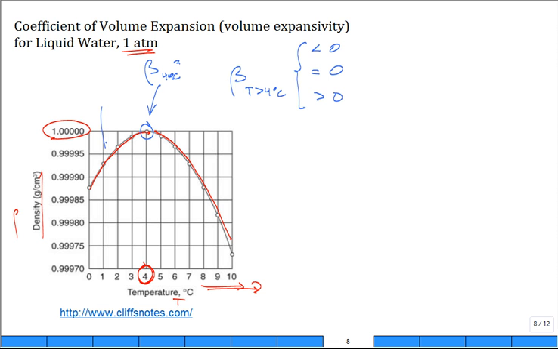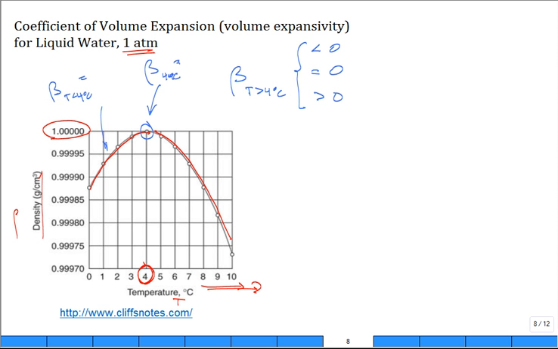Is it less than 0, equal to 0, greater than 0? And then what is beta for liquid water between 0 and 4? I'm not going to consider natural convection in solid ice, but you can have buoyancy in cold water right before it freezes, between 0 and 4 degrees C. So the temperature less than 4 degrees C. Which is it? Positive, negative, equal to 0?